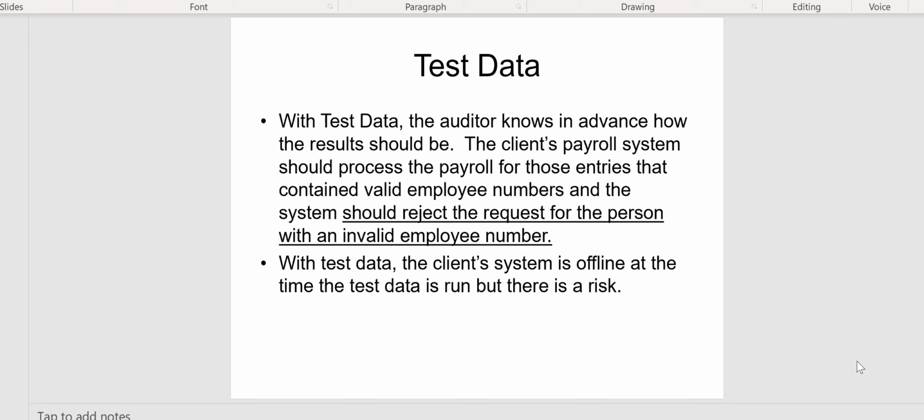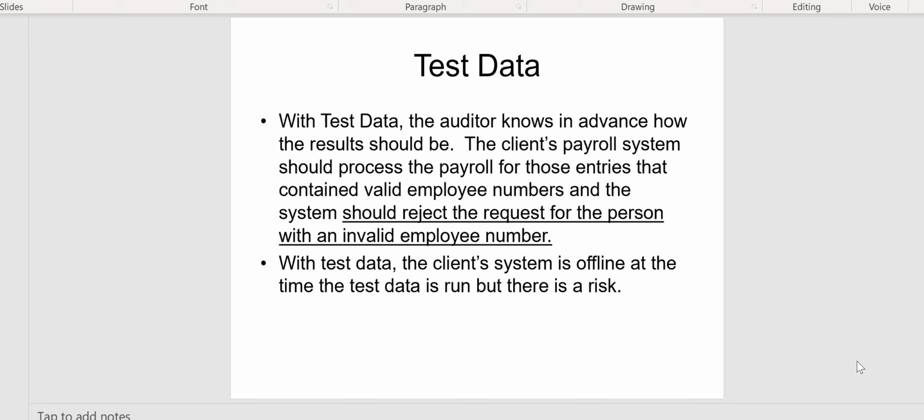So the auditor need only test one valid and one invalid condition in order to take care of that control, right? We don't have to ask for 22 valid employees and 36 invalid employee numbers. As long as we do one valid and one invalid, and it handles it properly, prints a check for the valid employee, rejects the request for the invalid, then we know that particular control is operating.